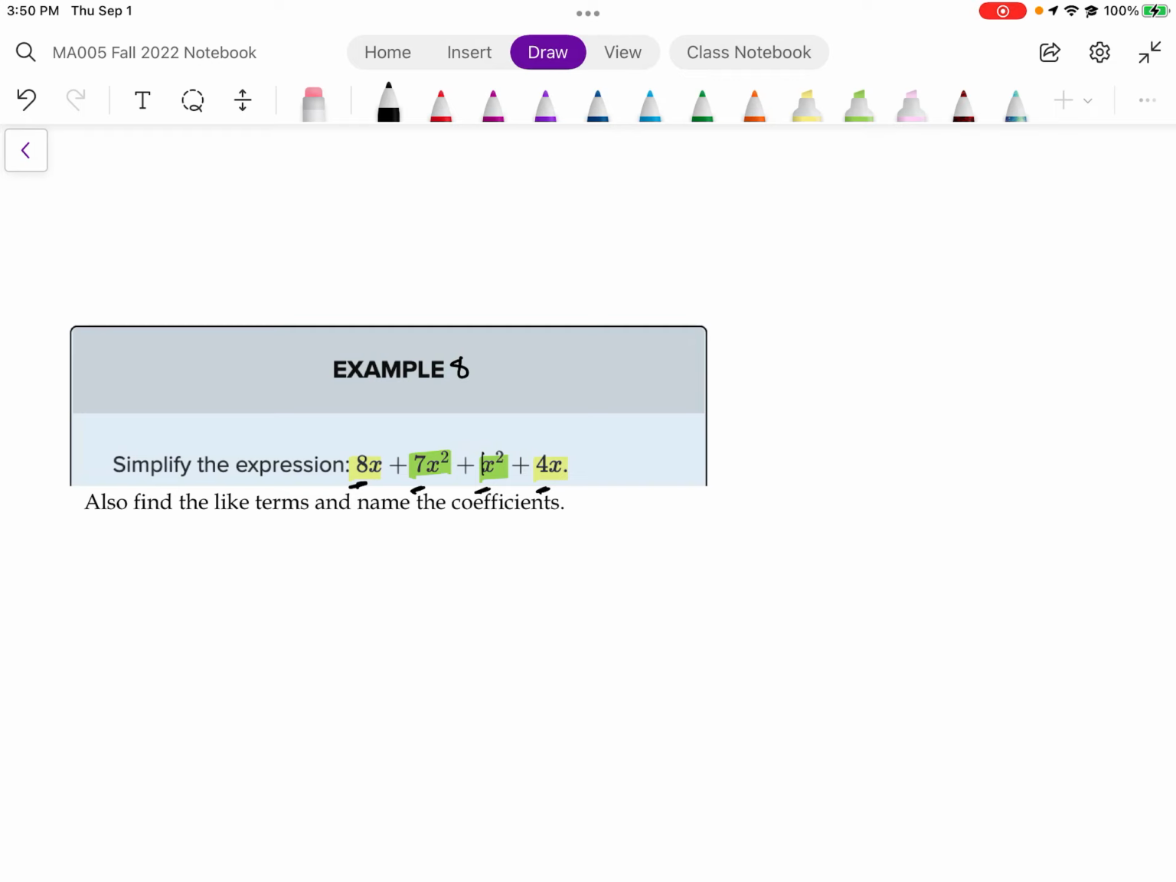All right, so I'm going to say 7x squared plus x squared and plus 8x plus 4x. So my like terms are colored. 7x squared plus x squared means 7x squared plus 1x squared is 8x squared, right? Plus 8x plus 4x is 12x.